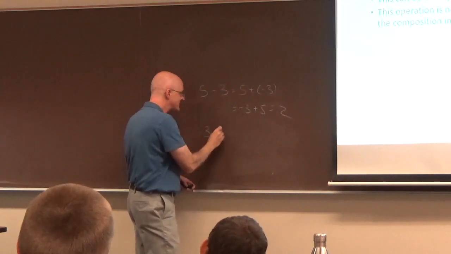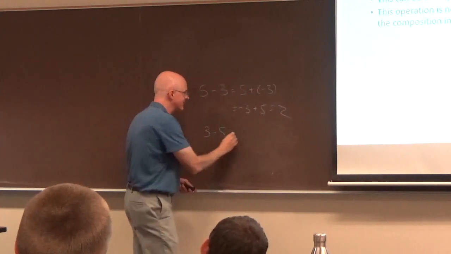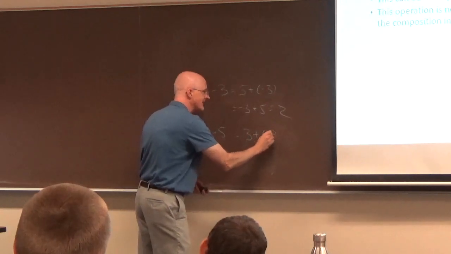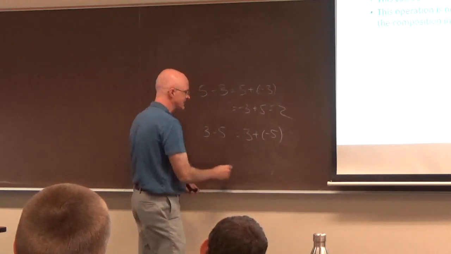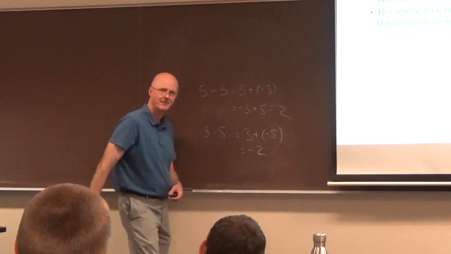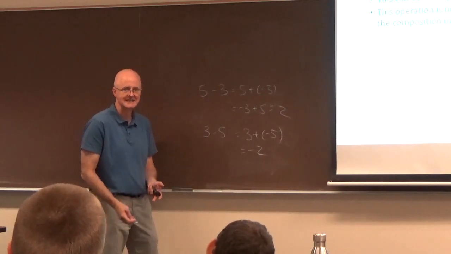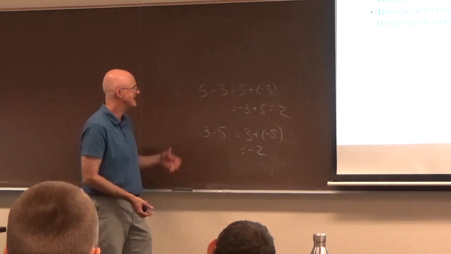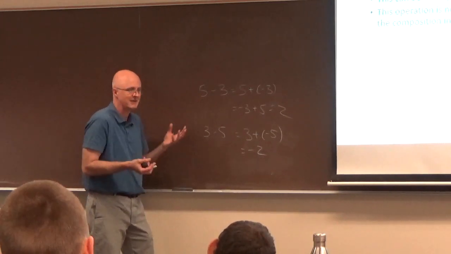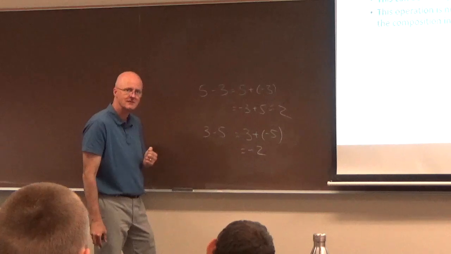However, 3 minus 5 means something different. It means 3 plus negative 5. And so you get a different answer. You get negative 2. So even though subtraction can be thought of as addition, it's not commutative because 5 minus 3 really means something fundamentally different than 3 minus 5.